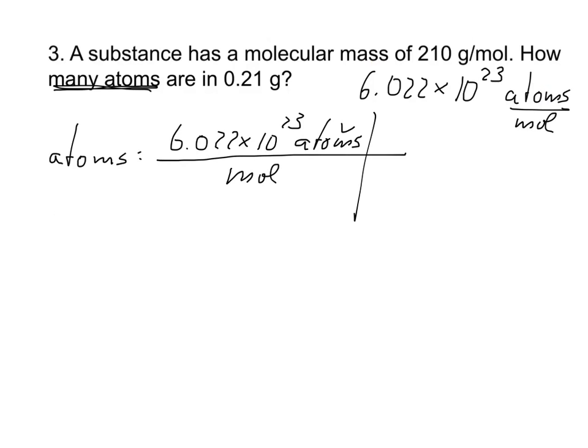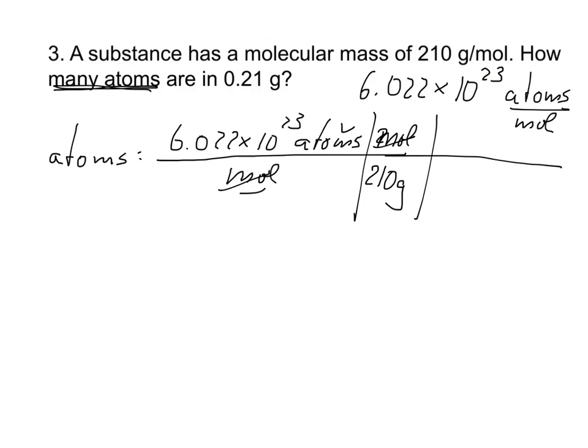Now the atoms is okay. We want to get rid of the mole now. So do we have any moles anywhere? Yes. We have mole here, so we write it so that the mole unit is on top of the line. So we have mole divided by 210 grams. Now we see the moles cancel out. We have the grams left.